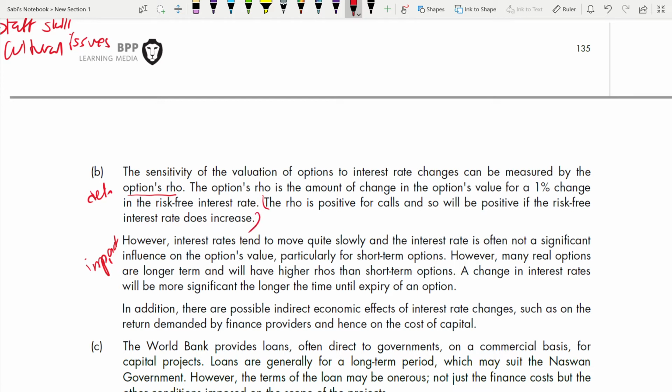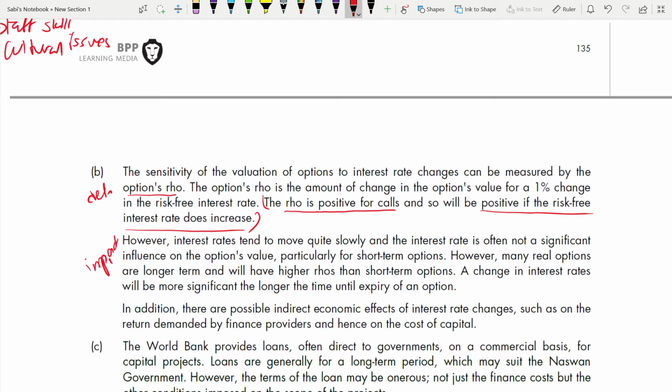The rho is positive for calls and so will be positive if the risk-free interest rate does increase. What does it mean? So you are saying if interest rate increases, rho will be positive only. Why is rho positive for calls? Go to call option. Call option is what? Right to buy, no? So rho is interest rate. So if interest rate increases, that means value of an option also increases. Value of an option will be positive.